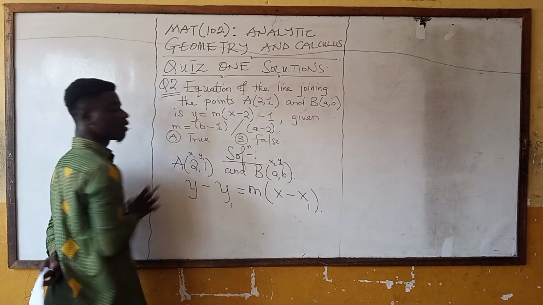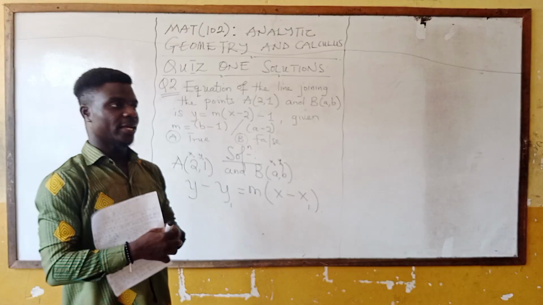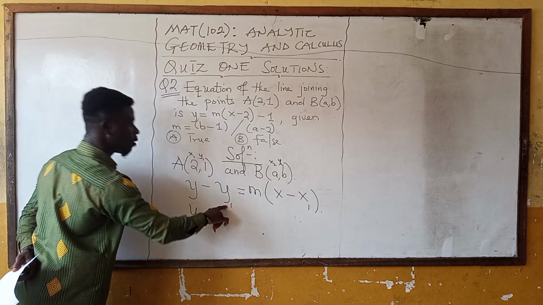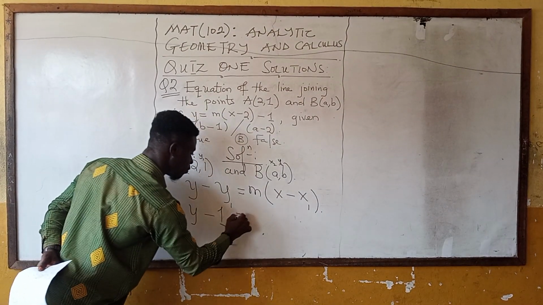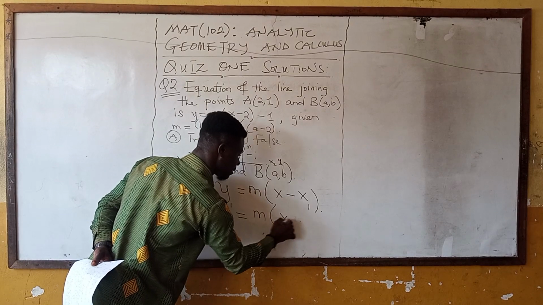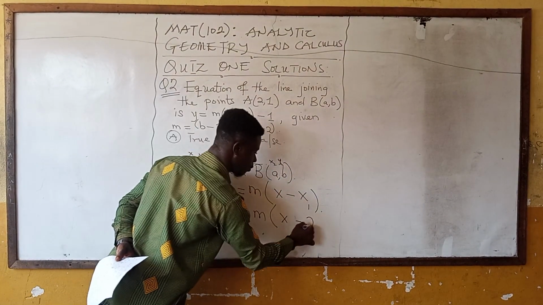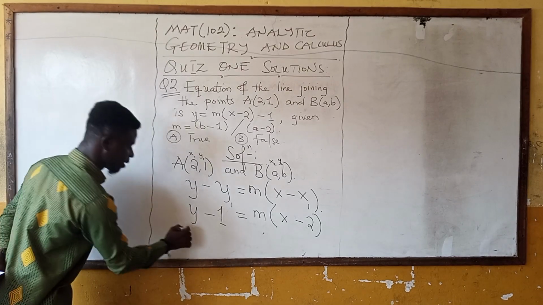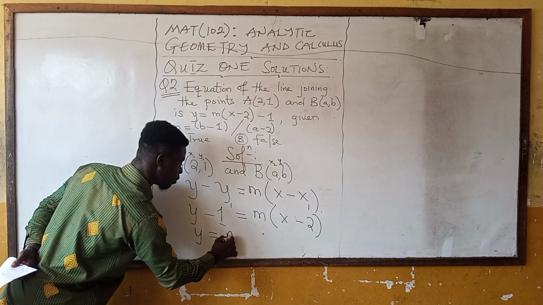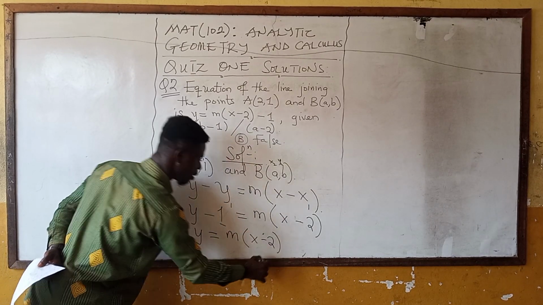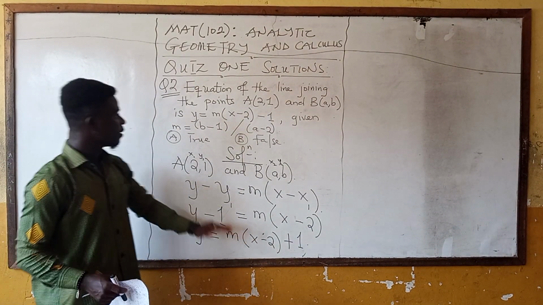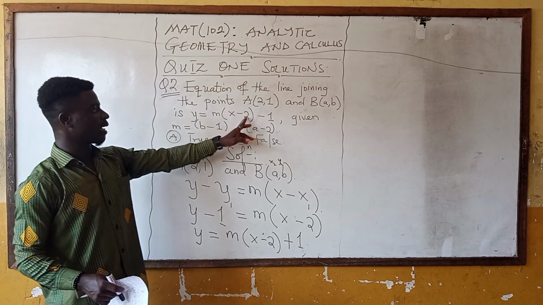Right. Now let's hold the gradient right there. So I have y minus my y1, which is given as 1, which must be equal to the gradient m, multiplying x minus our x1, which is 2. So now I have this y. I can send this negative 1 to the right-hand side, which must be equal to m multiplying x minus 2, plus 1.